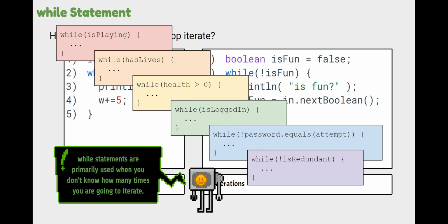While they still have lives, the game would still be playing. While their health is greater than 0, while the user is still logged in, you will show them their picture or their activity feed or whatever. While their password doesn't equal what they entered, you'll let them try to enter their password again. While not is redundant. So all of these, we don't really know how many times each one of these will loop.